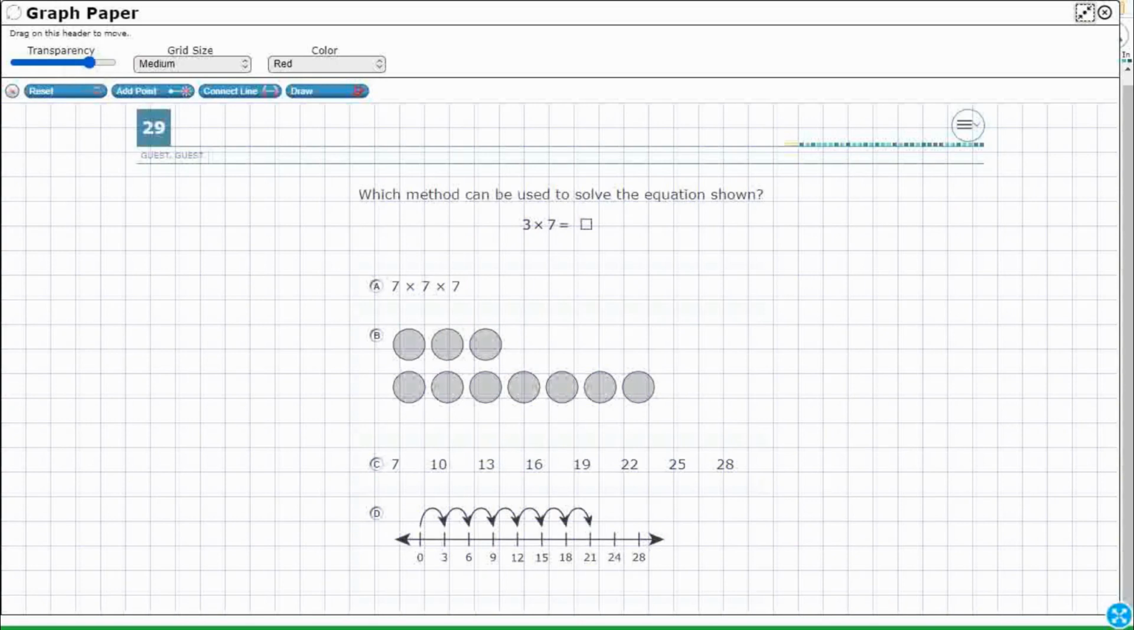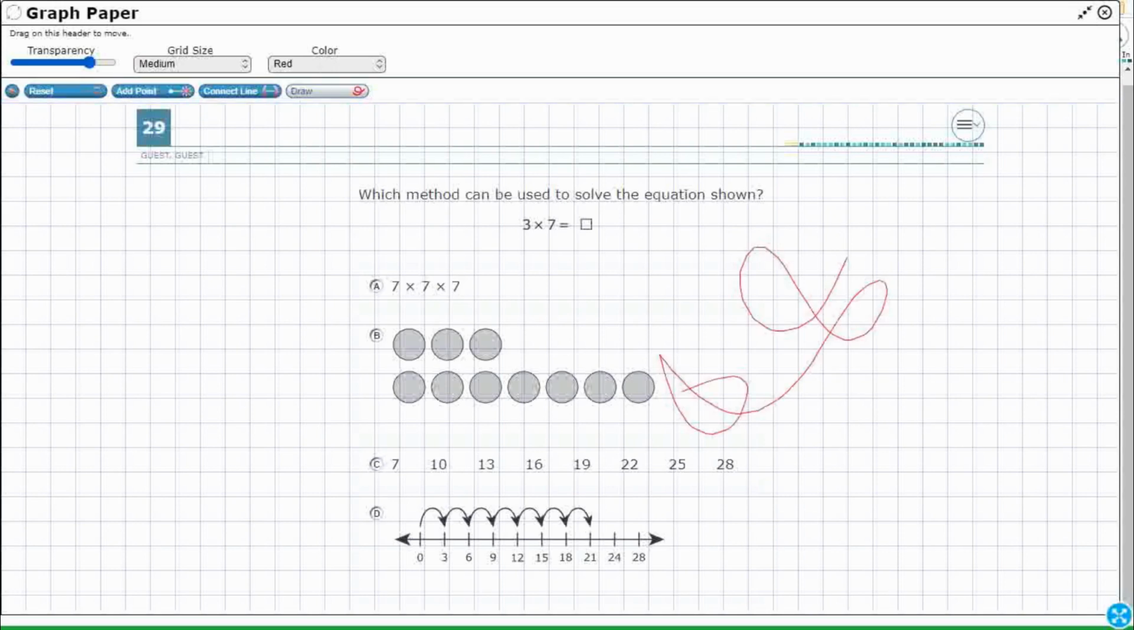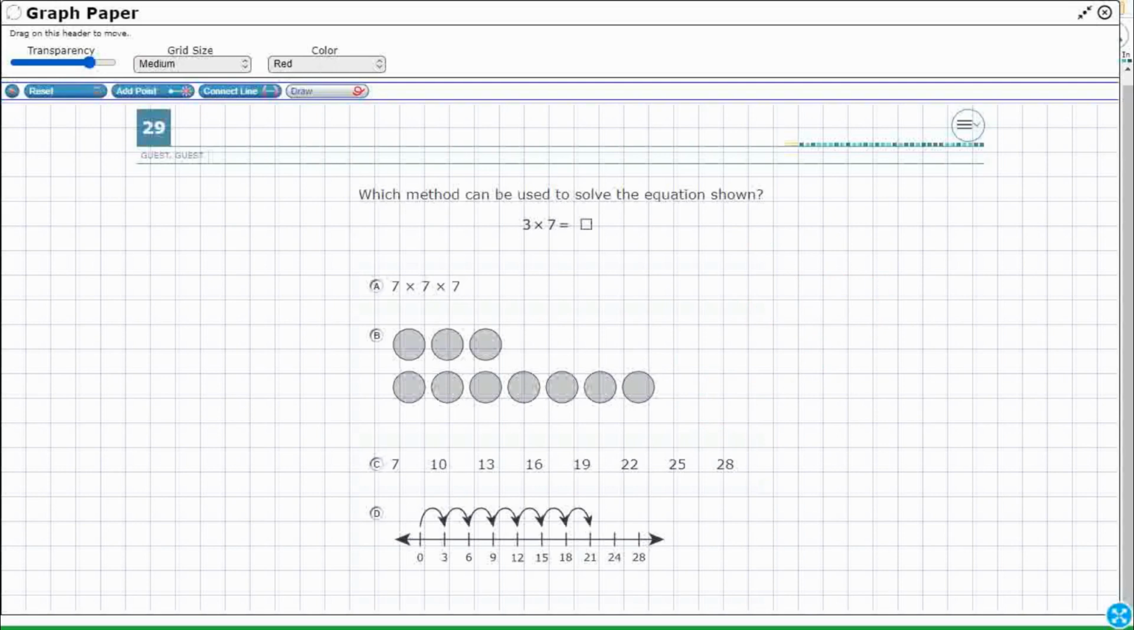All right, so let's hit this draw button here, so we can draw all over it right here. There's no eraser, but you can reset to erase the entire thing if you need to. So 3 times 7, what is 3 times 7? Right, that's a basic fact. 3 times 7 is 21. Okay, so let's see what we have here.